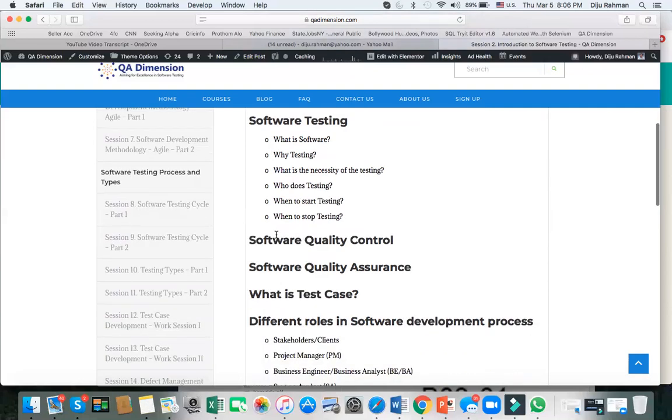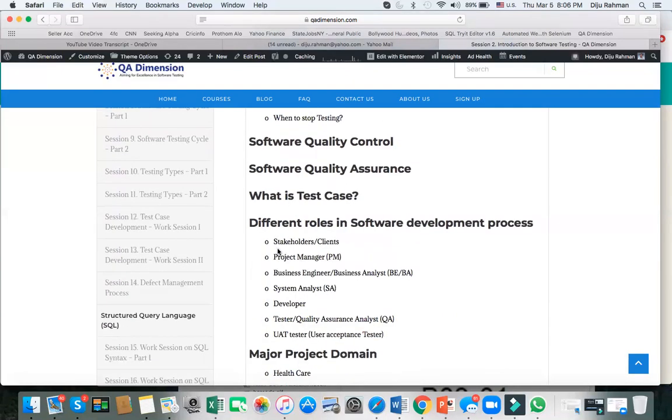And this is a good interview type of topic: software quality control, quality assurance, what is a test case, and different roles in the software development process. It means when you start working in a company, let's say you work for Verizon or AT&T, any of those companies. When you go into a company, you'll get to know various people, right? They will have different designations.